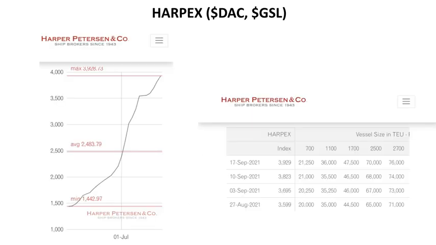What happened is we didn't have enough ships at the beginning. Now we don't have enough metal box containers. And also the COVID in China is overshooting. Once they have one COVID case, they shut down the whole port.